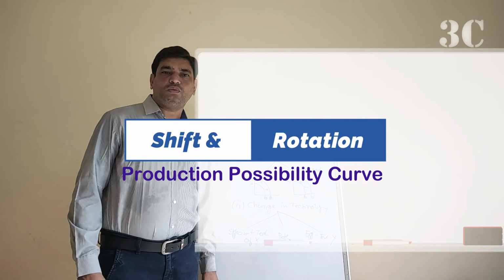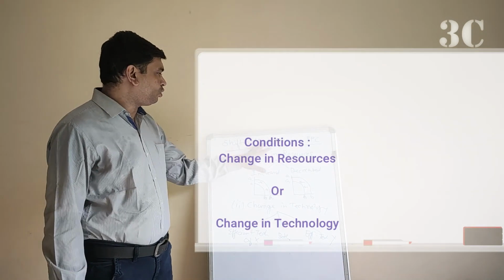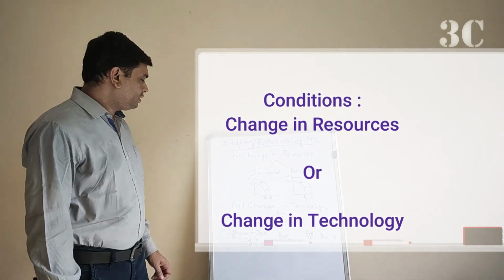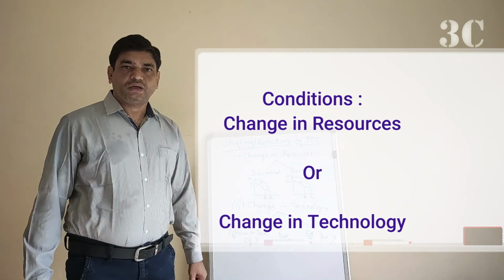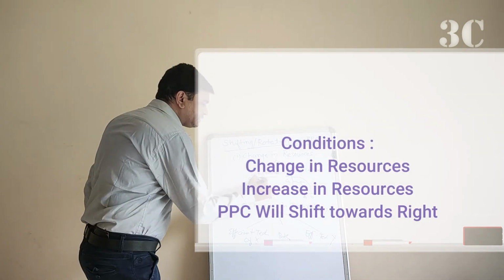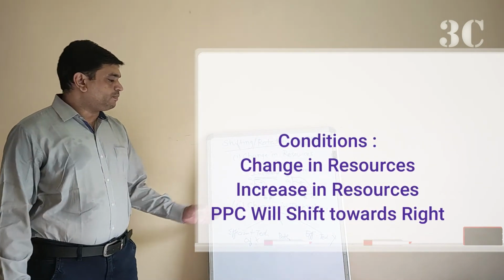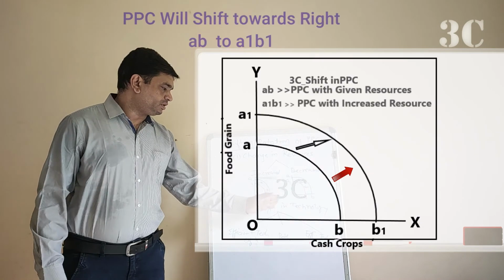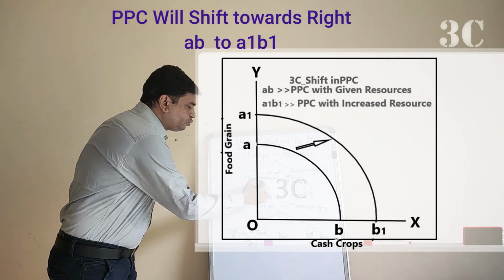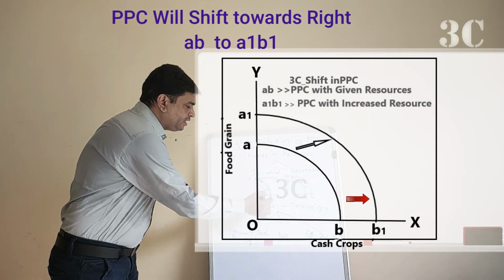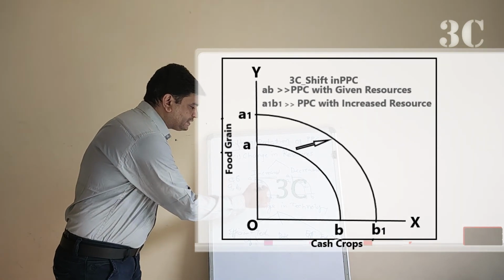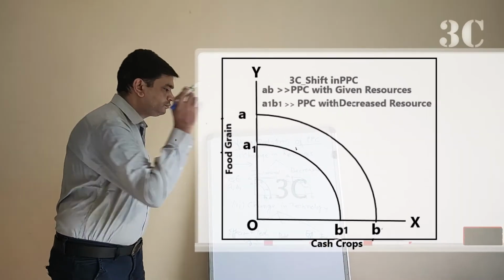The production possibility curve will shift or rotate in these conditions: either a change of resources or a change in technology. Now if resources are increased, then the production possibility curve will shift towards the right from the original AB to the new PPC curve A1B1. You can see it will shift towards the right.